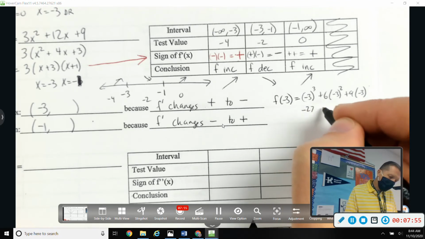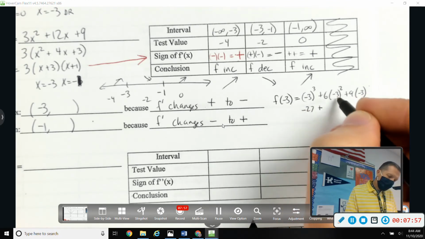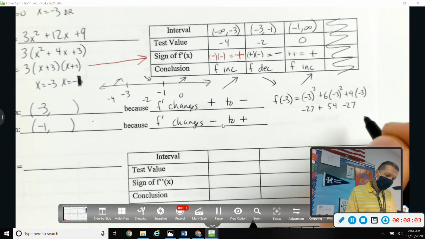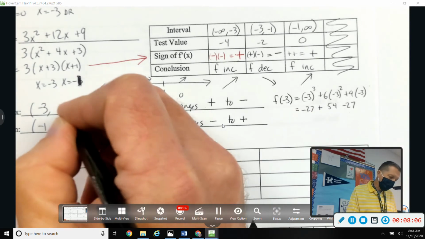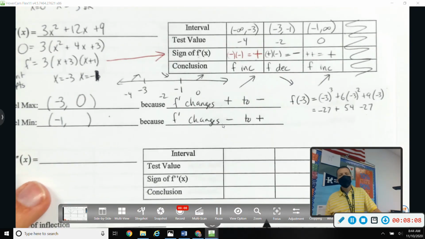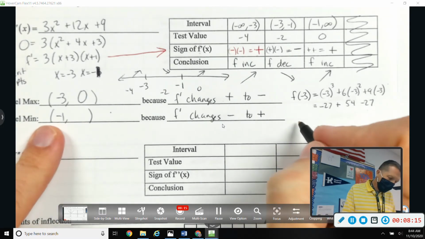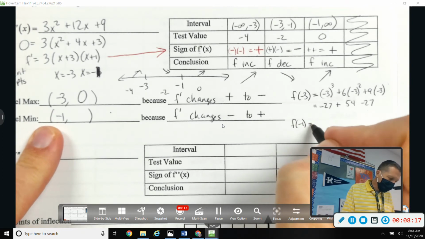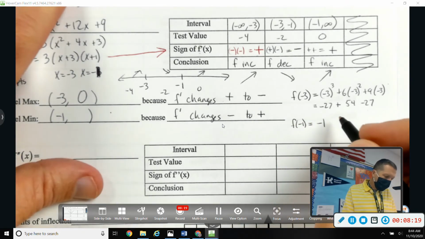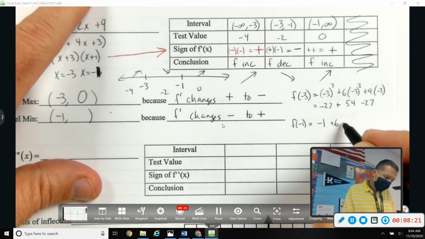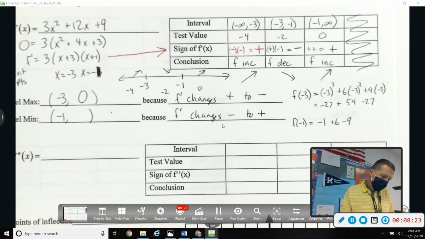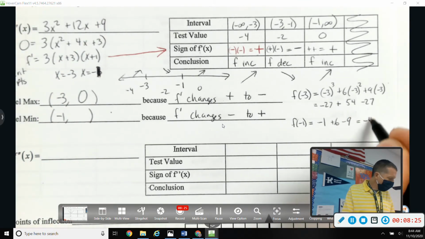Negative 27 plus 9 times 6 is 54, minus 27. Oh, that kind of worked out for us. Negative 3, 0. F of negative 1 should be a little easier, just smaller numbers. Negative 1 plus 6 minus 9 would be negative 4.